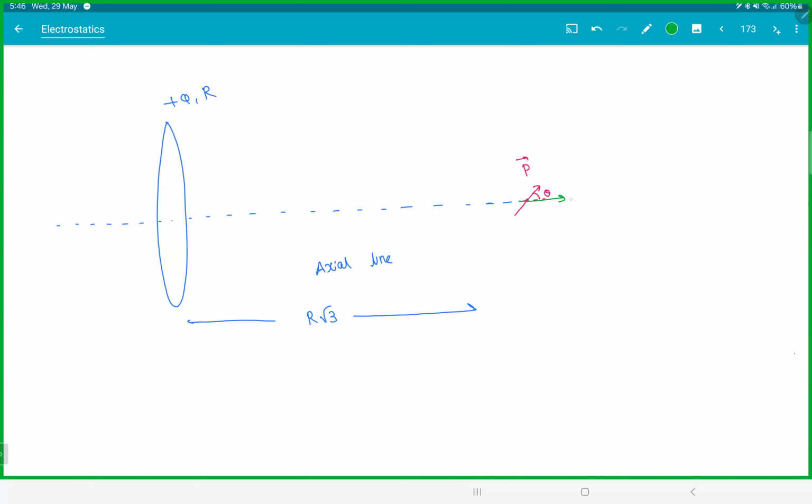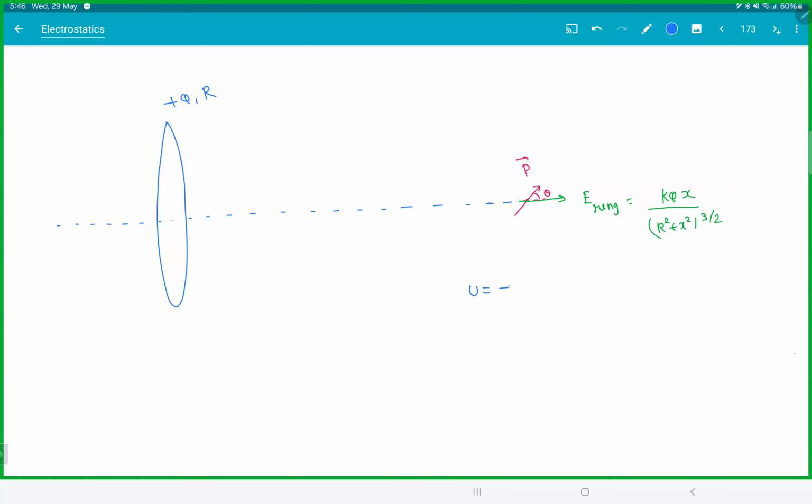So here we'll find the field due to the ring, which is kqx by (r square plus x square) whole power 3 by 2. We'll take it as x, actually, we'll do it as a variable and then we'll substitute.